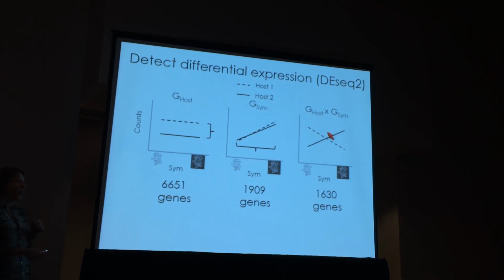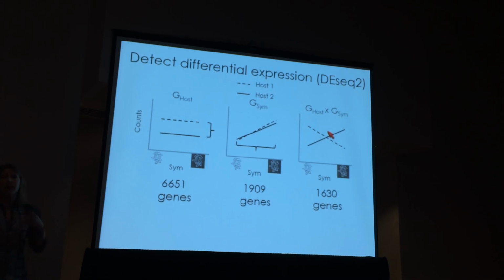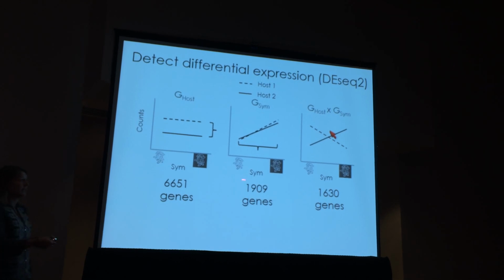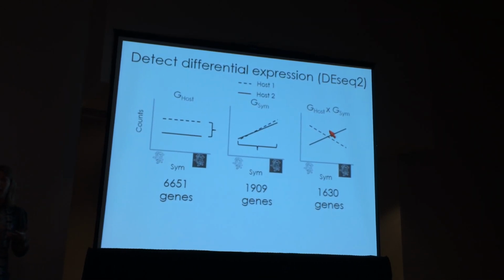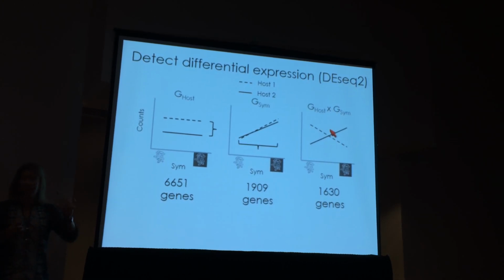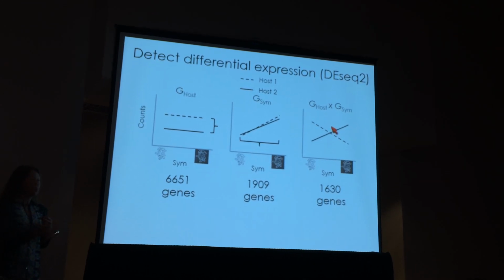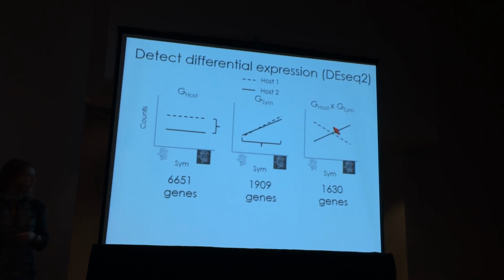Surprisingly to me, actually, we also see a lot of genes that, regardless of the host, are responding similarly to these different symbiont identities. And we see 1,900 of those. Even more surprisingly, given our lesser power to detect them, we also see 1,600 genes on average for each of these pairwise comparisons that show evidence of genetic variation for response to those symbiont identities.